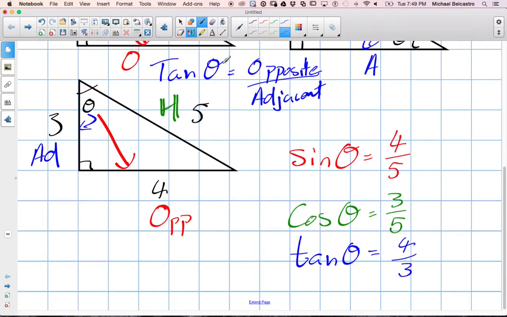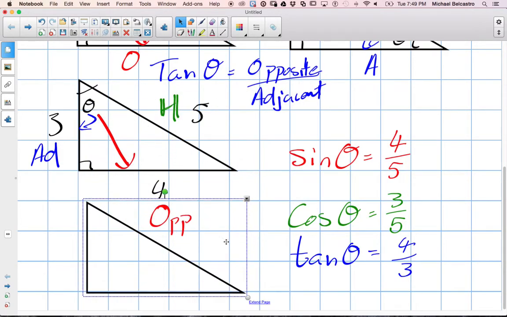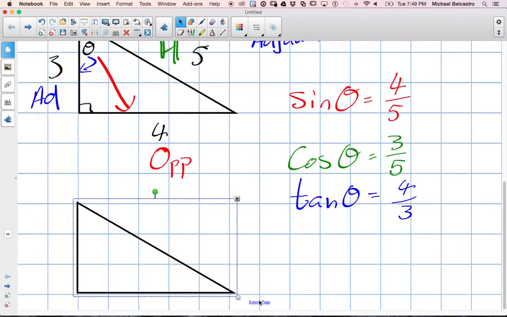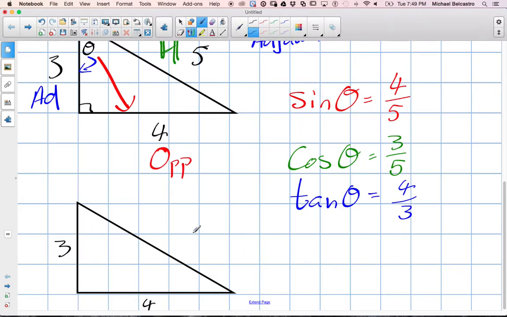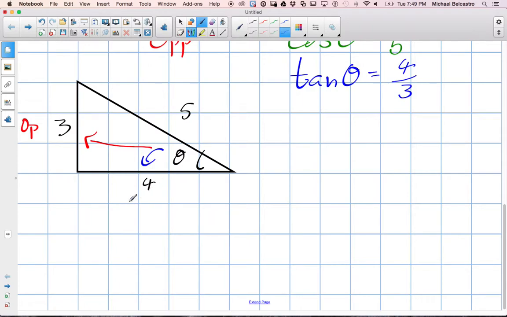Let's say we change that. Let's take this triangle and clone it. It's the same triangle, with the same measurements, 3, 4, and 5. Let's say we're now looking at this angle. What is now the opposite side? 3. What is now the adjacent side? 4. And what's 5? The hypotenuse. Yes, that's good.